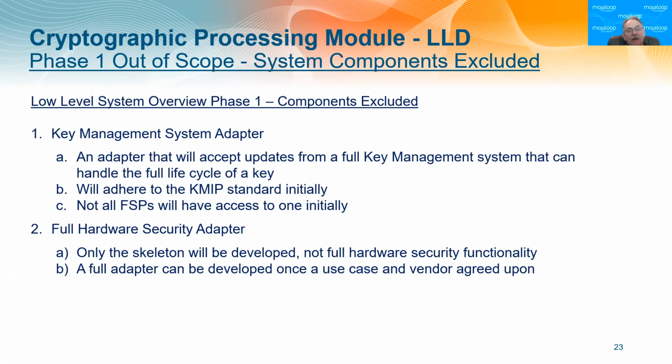And the other reason we have gone for the key update adapter in phase 1 is that not all FSPs will have access to a key management system initially. They are expensive if they adhere to the KMIP standard. So we want to try and keep the cost down initially for everybody. So we'll go with a key update, and then in the next phase we'll look at the full key management system. The other one we're doing in phase 2 will be a full hardware security adapter.